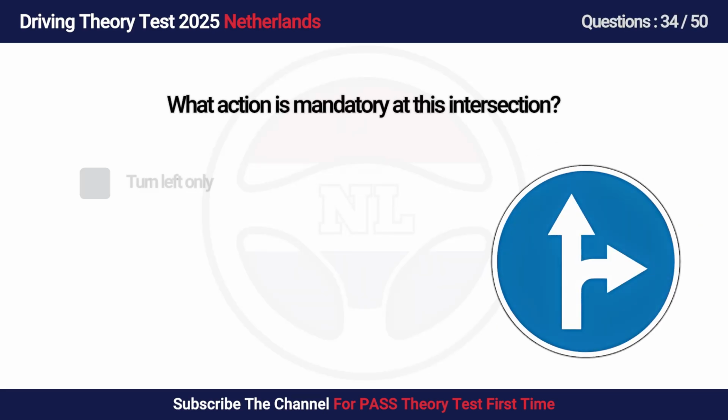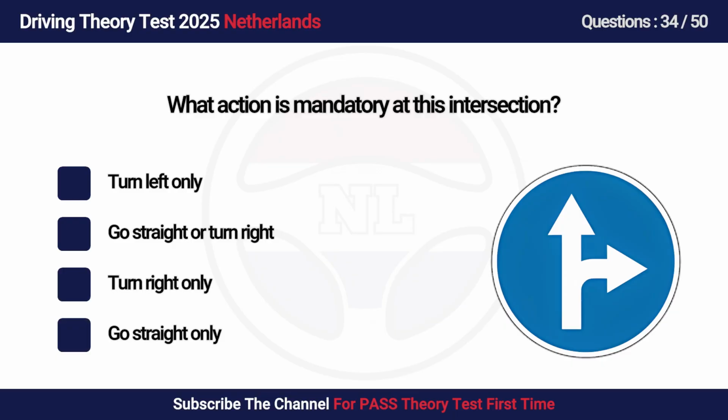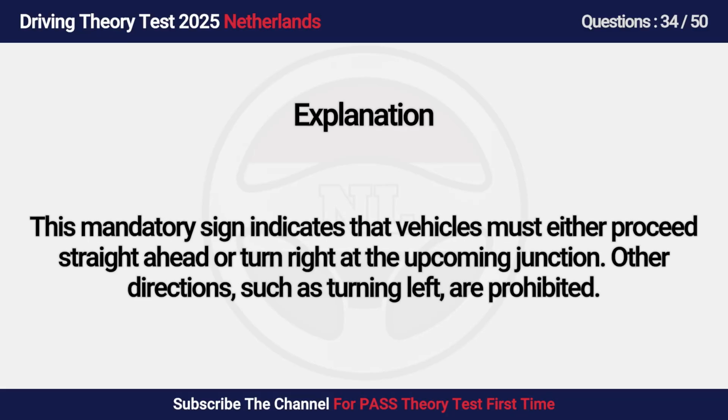Question 34. What action is mandatory at this intersection? A. Turn left only. B. Go straight or turn right. C. Turn right only. D. Go straight only. Answer is B. Go straight or turn right. This mandatory sign indicates that vehicles must either proceed straight ahead or turn right at the upcoming junction. Other directions, such as turning left, are prohibited.